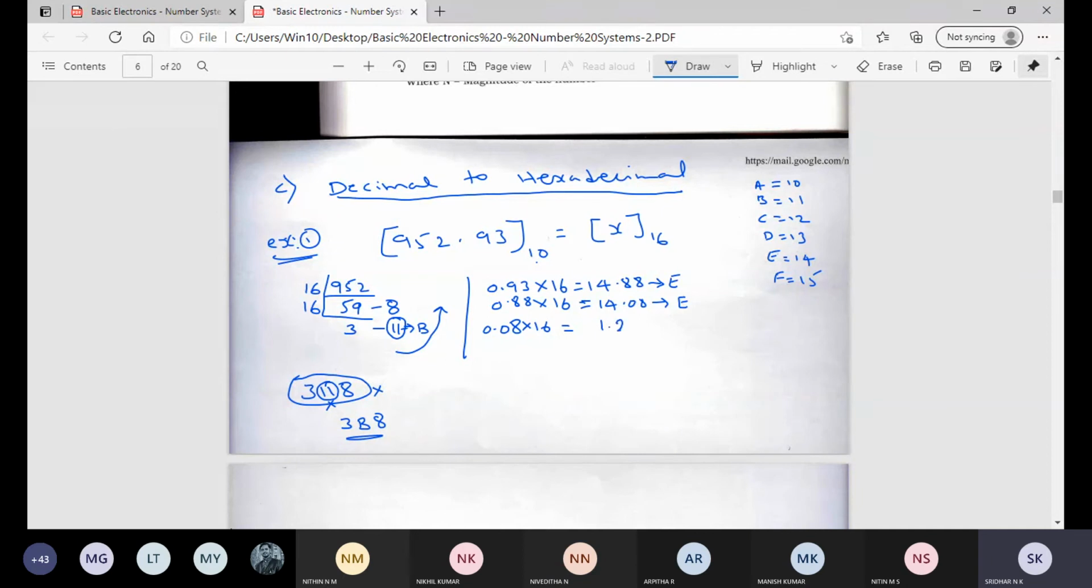The integer part is noted from down to top. So the final answer will be how much? Is this correct? No, sir, B should be in the place of 11. Generally you go wrong here, so don't make that mistake. It will be 3B8.EE1. This is the right answer. We'll see one more example.